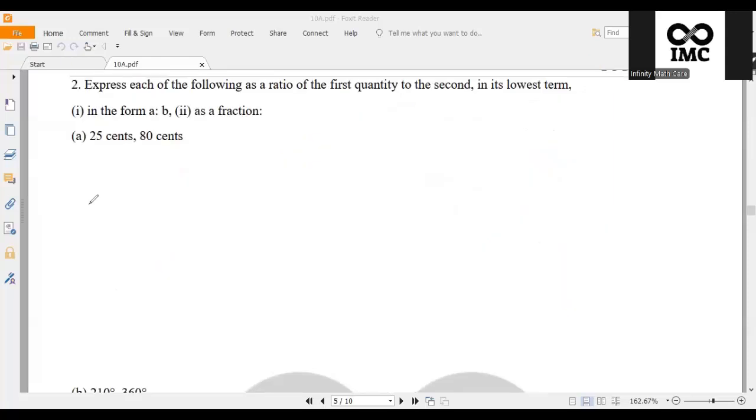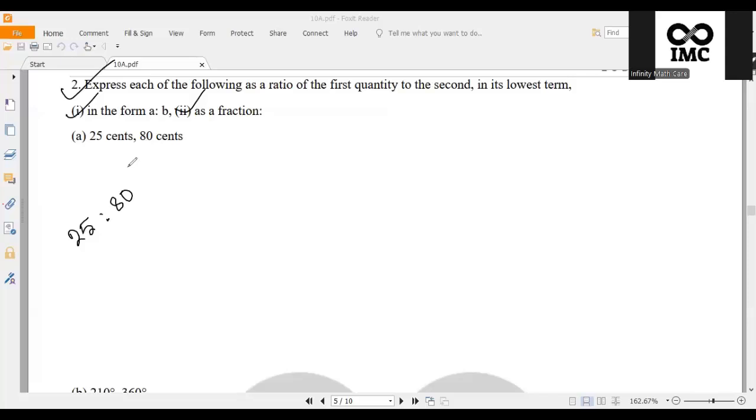Now, question number 2. Question number 2 says, express each of the following as a ratio of the first quantity to the second in its simplest term. Here, two questions are in the form A is to B, number 2 as a fraction. So 25 cents. So 25 is to 8.